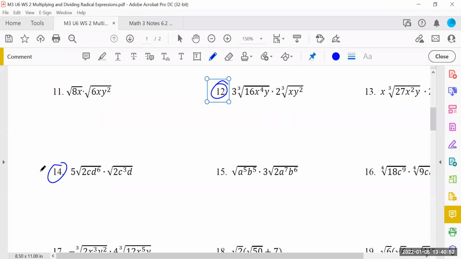All right, so number 12. Let's try this one, see if we can put it together. First off, are they both cube roots? Do they match? Can we multiply them together?